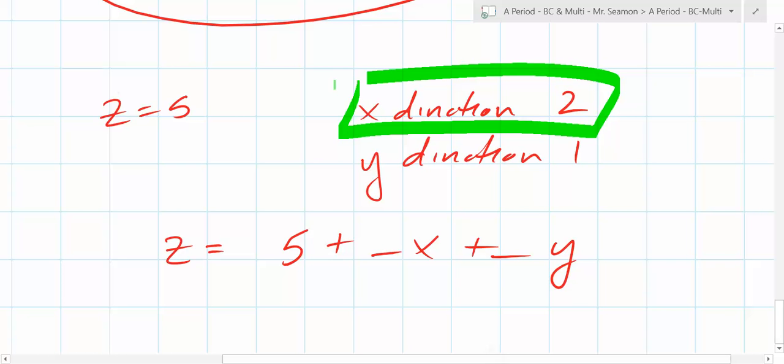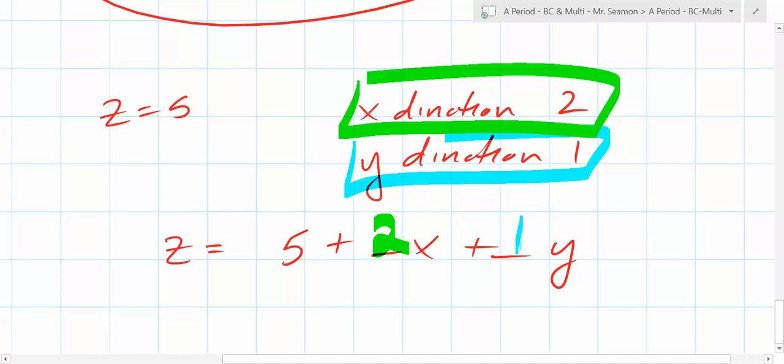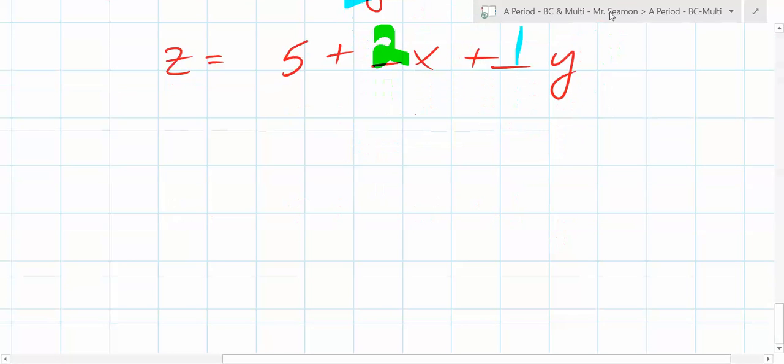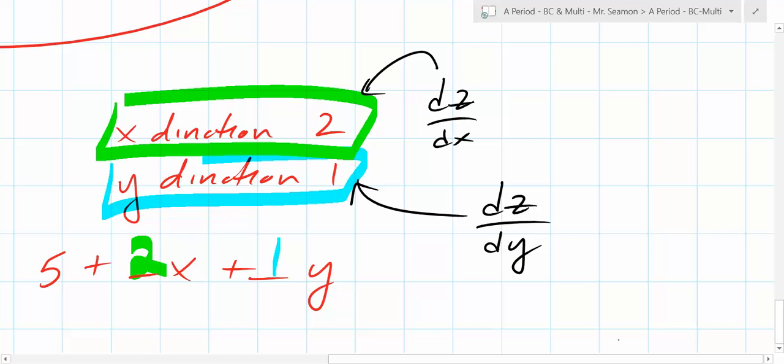So it's going to be 2x. And what about the change in the y direction? 1. If you just change x, what's the rate of change? Sorry, if y is changing, what's the rate of change of y? 1. What's the rate of change of x? 2. Does that match this sentence? Yes, it matches this sentence. Excellent. The idea here is that we now have the rate of change of z with respect to x and the rate of change of z with respect to y.